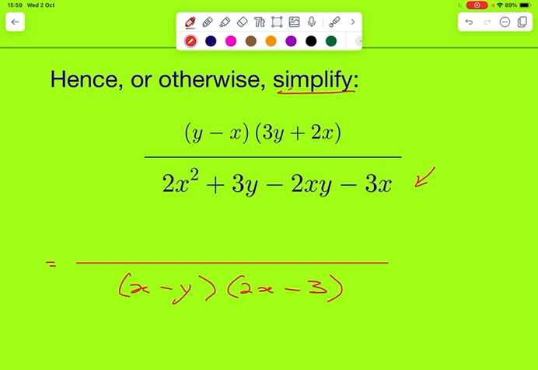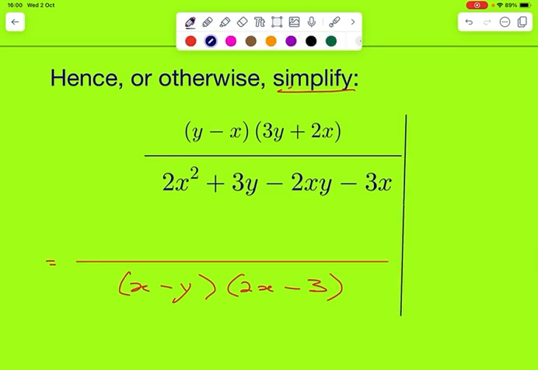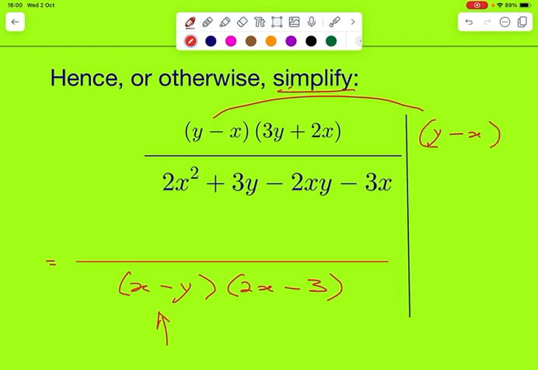The numerator, we have a problem. If you see y minus x and we have x minus y, again we have this issue. So what can we do? I just want to show you something very interesting here. Can we change your y minus x into x minus y? Can we do that? Yes, we can, because we can put a negative outside here and we swap to x minus y. I'll prove it to you.